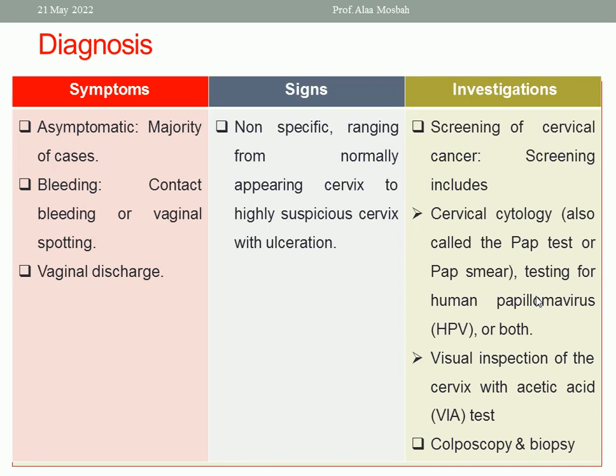Visual inspection of the cervix with acetic acid is cheap, less expensive, can be done in the developing countries in a wide range of people with very, very minimal cost. Okay? Colposcopy is beneficial in positive cases and for examination of the cervix and taking biopsy from suspicious lesions.